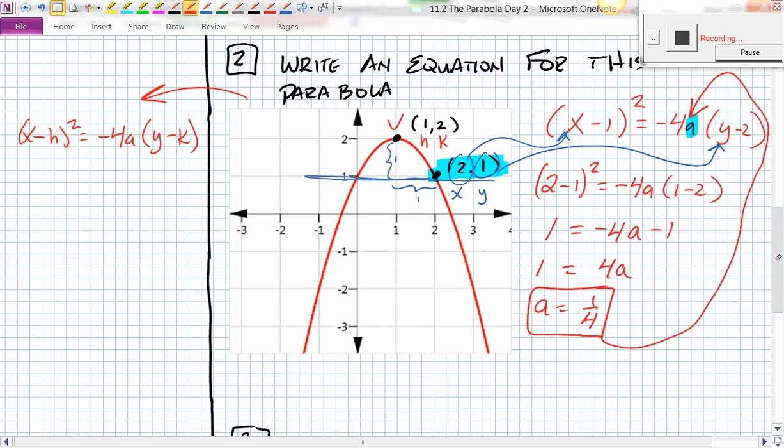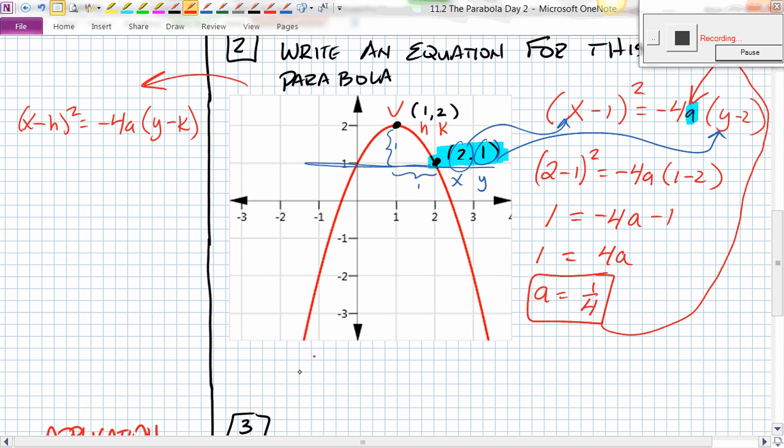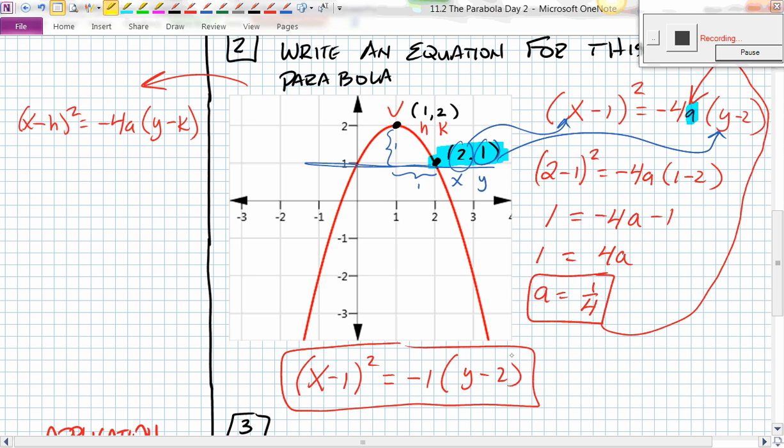So when I'm all said and done, my answer is this. X minus 1 squared equals negative 4 times a 4th. Well, that's just negative 1, right? So negative 1 times y minus 2. And that is the answer. What do you guys think about that?